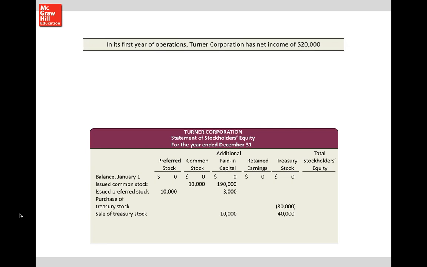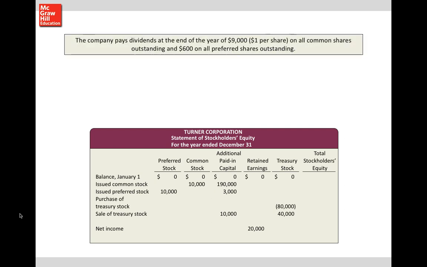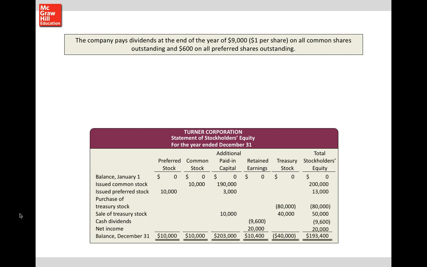In the first year of operations, they have a net income of $20,000. We're going to put that right in there under retained earnings. Also, they paid out dividends at the end of the year, $9,000, $1 per share on all common shares outstanding, and $600 on all preferred shares outstanding. That's what this is going to look like. $9,600 is a negative under the retained earnings for those dividends.